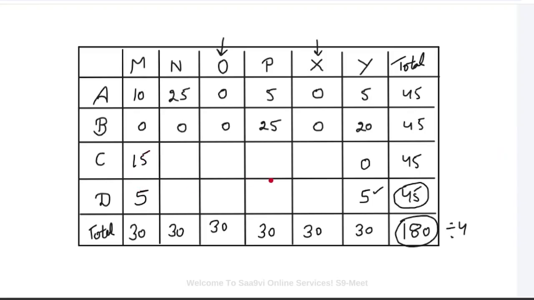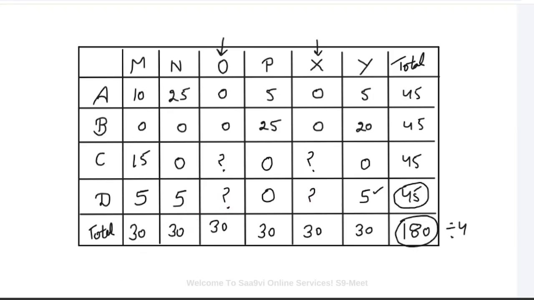Now that's clear, N is going to give the rest of the 5 stars to D. Sorry, not P, N, because N has 5 stars left with him. This is already done. P has already given 30 stars. This is also 30 now. Now O and X are remaining, and we are not aware whether O is going to give to C or D. Same goes for X. These numbers we are not sure about, but they definitely are going to be 30.